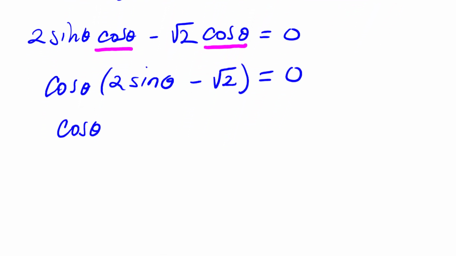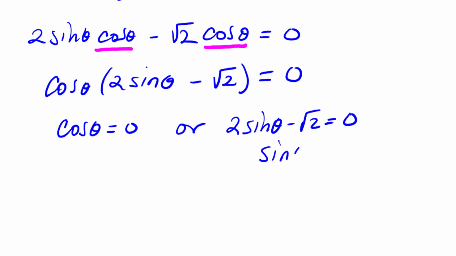Cosine theta equals 0, or 2 sine theta minus radical 2 equals 0. The second equation gives us sine theta equals positive square root of 2 over 2.